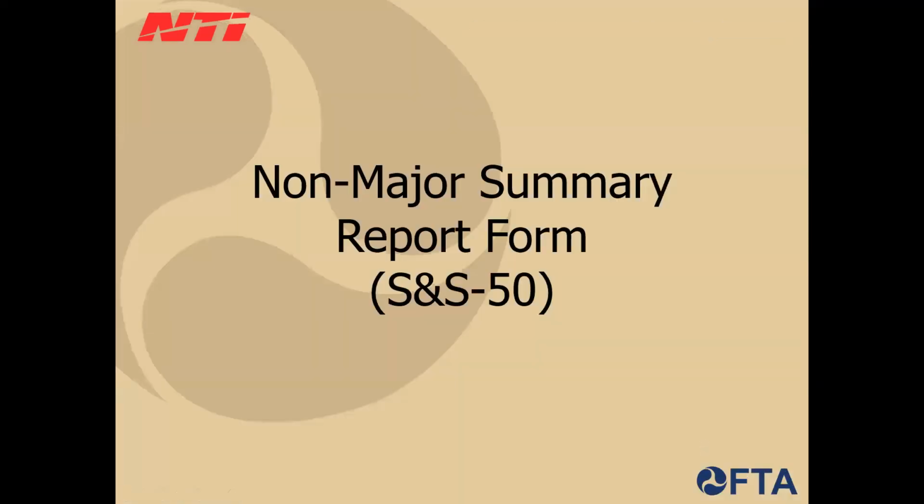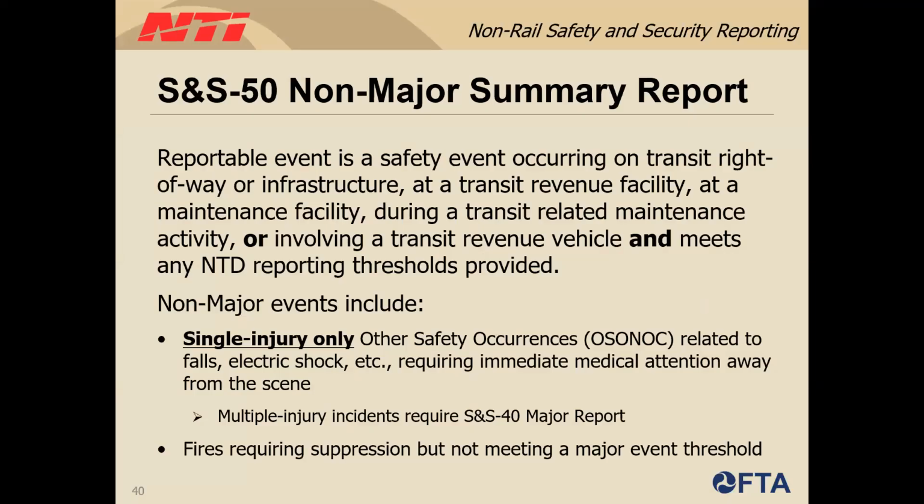All right, so we're going to talk about the SNS 50 monthly summary report. First of all, what's a reportable event? The definition of a reportable event is a safety event occurring on the transit right-of-way or infrastructure, at a transit revenue facility, a transit maintenance facility, during a transit-related maintenance activity, or involving a transit revenue vehicle.